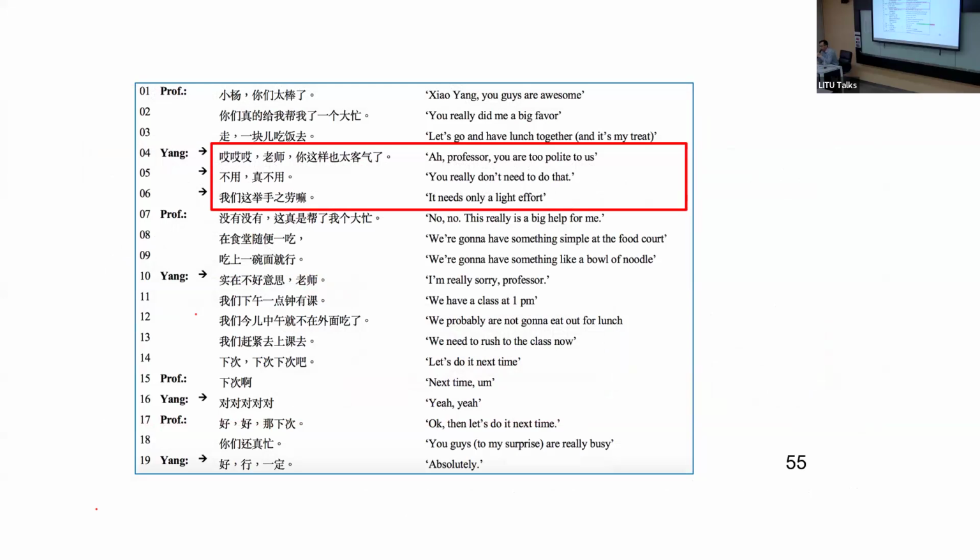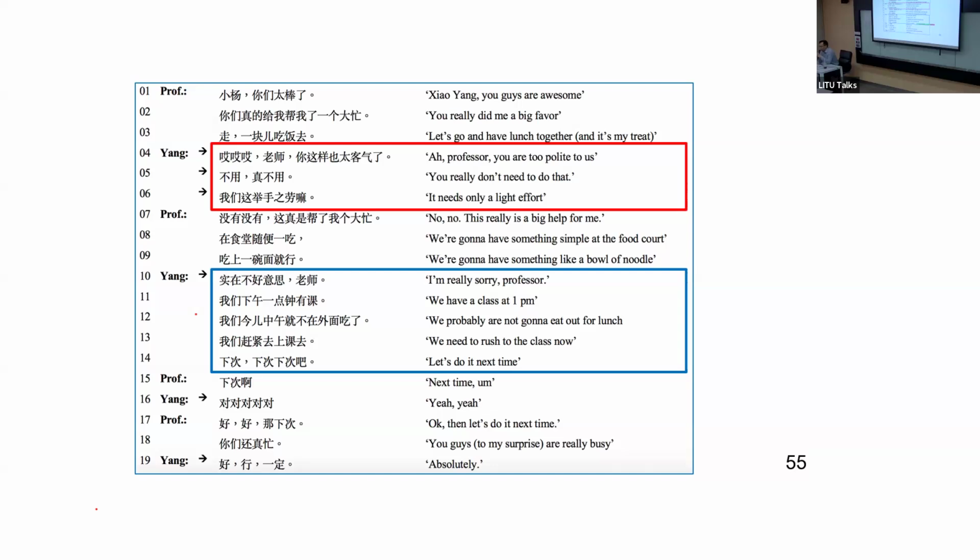And then the common expected response is like, oh, professor, you're too polite to us. You don't really need to do that. It's just a light effort. Don't worry about it. Then the professor should insist, you shouldn't just stop here. So that's what the role players are trying to do. No, this really is a big help for me. We're going to have just something simple at the food court. Don't worry about it. It's not a big deal.